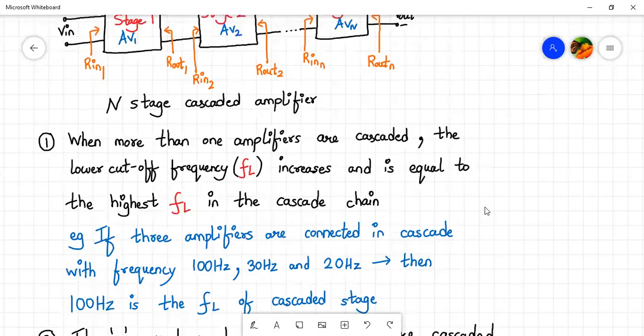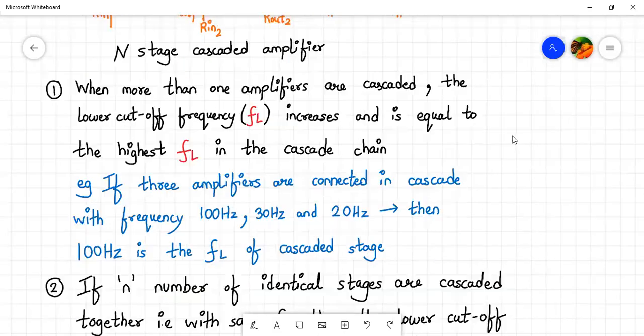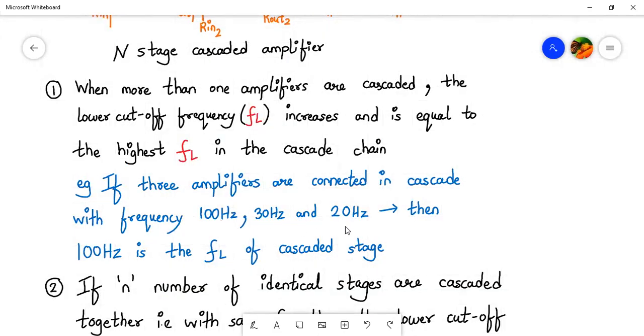So if we have three stages whose lower cutoff frequencies are 100, 30, and 20, then the cascade stage lower cutoff frequency will be the highest among the three, 100 hertz. Okay, so this is another concept.